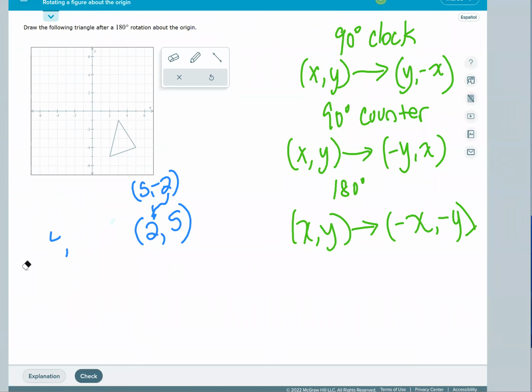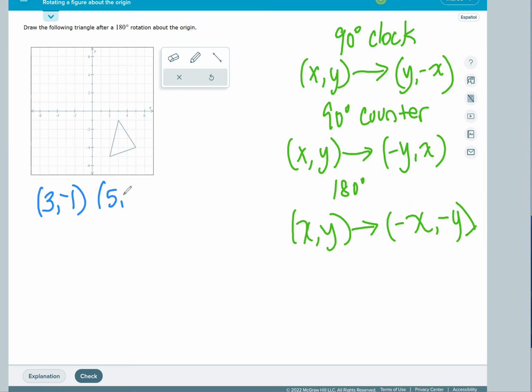I'm going to leave my rules up there, okay? So this one, we're going to do a 180 degree rotation. So first I'm going to find my three points. We have (3, -1). And our bottom right point is (5, -4). And the bottom left is (2, -5).